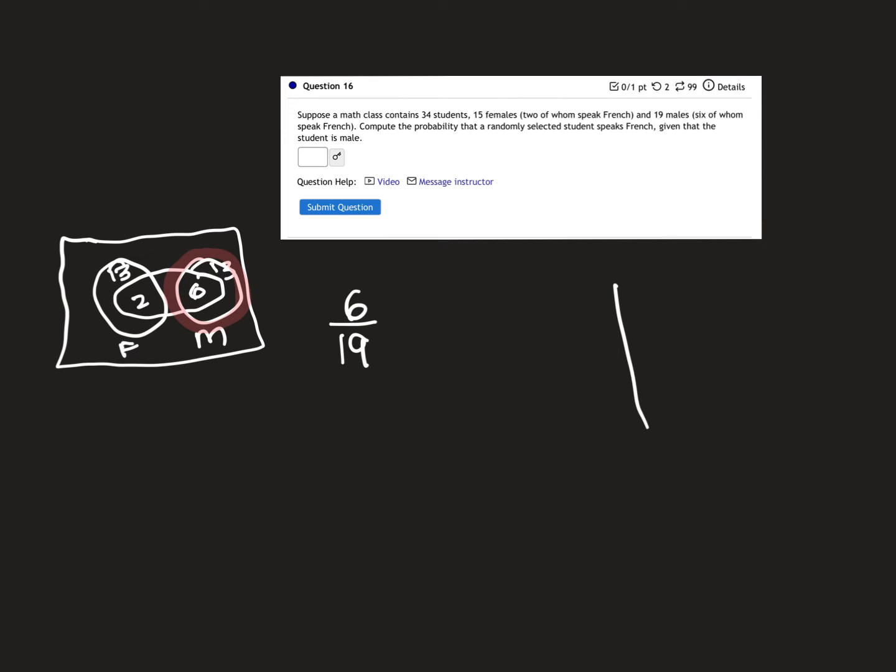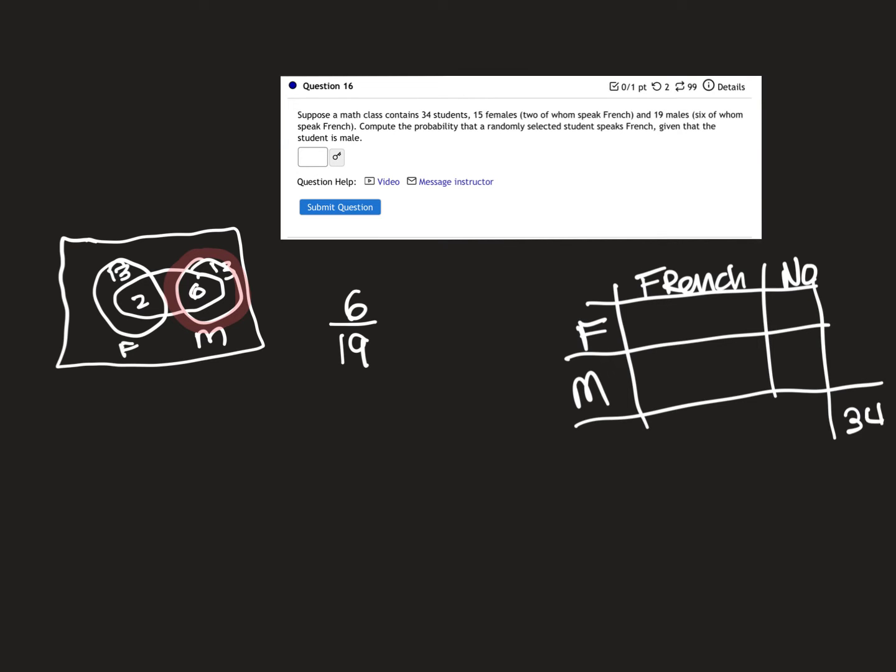Let's take a look at this in a table form. I have French, no French. I have female and male. Total of 34 students. Total 15, 19. Notice that this adds up to 34. Of the French students, 2, 6, 8, adding totals. No French, 13, 13, because that has to add up to 19, 26. Notice that 8 plus 26 equals 34.